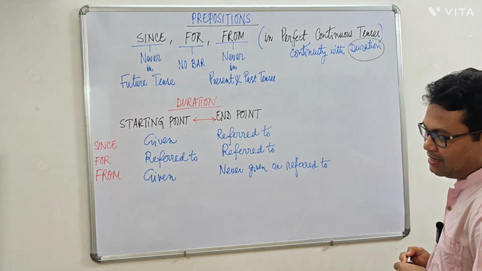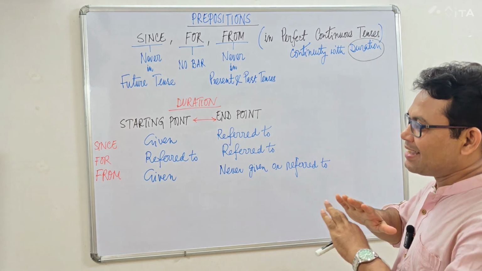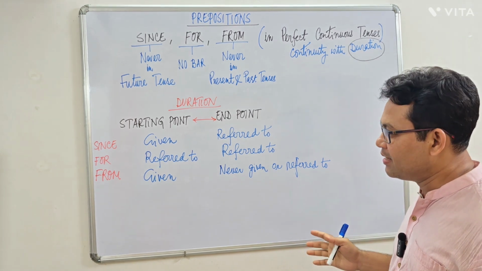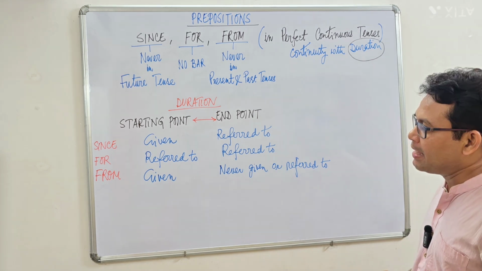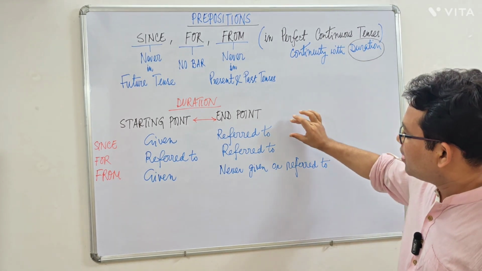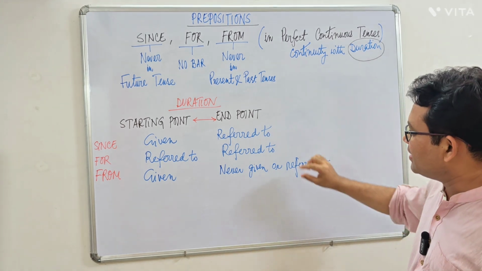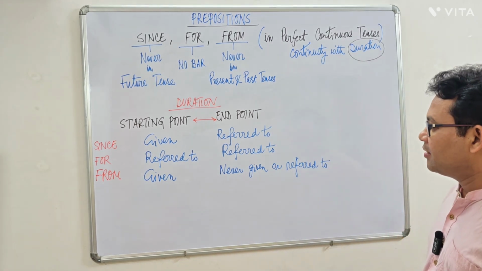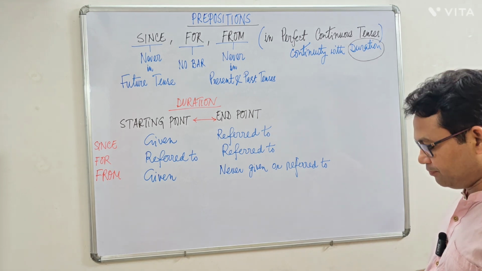As a result, "from" can never give us the idea of the duration. It is vague and unclear to us. Then we can say that in the case of "since," the duration is to be calculated. In the case of "for," the duration is already calculated, and with "from," the duration cannot be calculated.